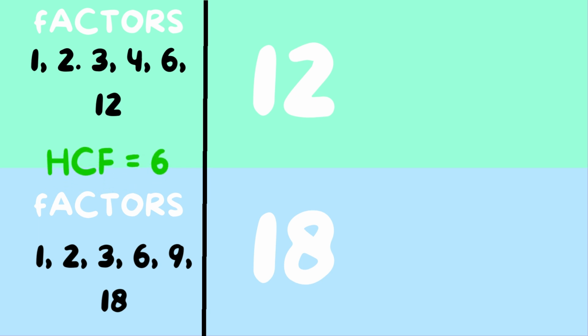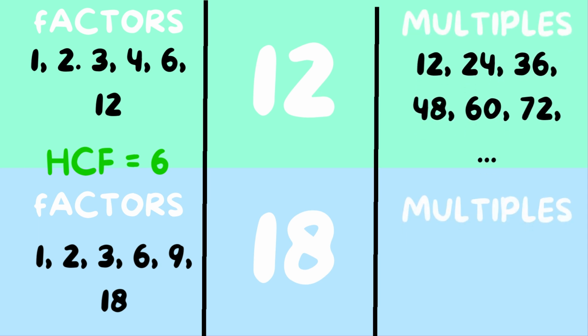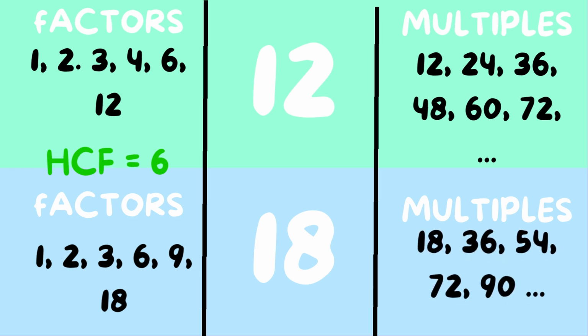What about the lowest common multiple? Again, we write them down. For 12, 36, 48, 60, 72, and so on. For 18, they are 18, 36, 54, 72, 90, and so on. From both these lists, there is only one number in common, and that is 36. So this will be the lowest common multiple.